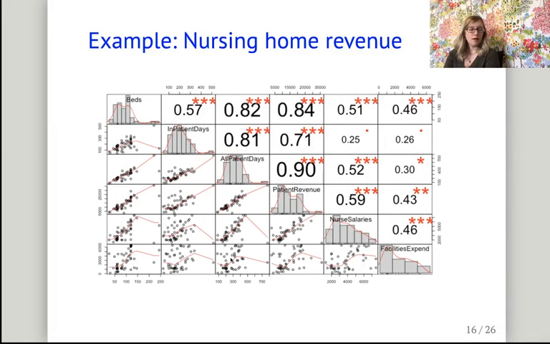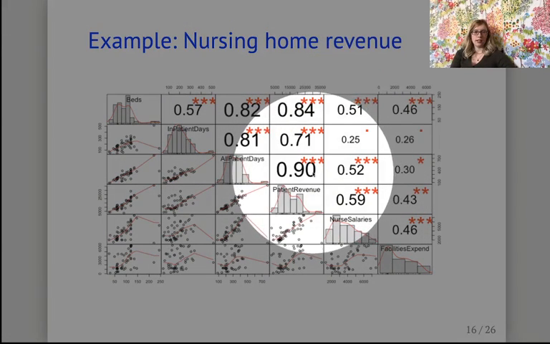So for example, there is a somewhat strong linear relationship between the number of beds and the number of inpatient days. Flipping this, looking at the other side of the diagonal, that exact correlation is 0.57. For inpatient days versus all patient days, there's a pretty strong linear relationship. The exact correlation is 0.81. So on the upper half of this plot, you get the exact correlations.